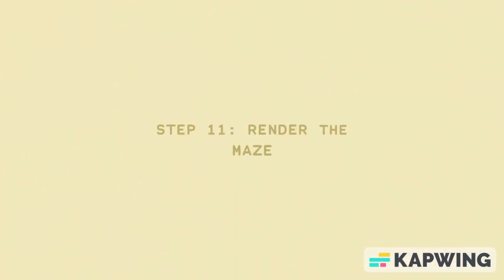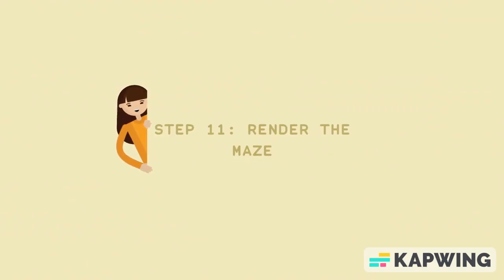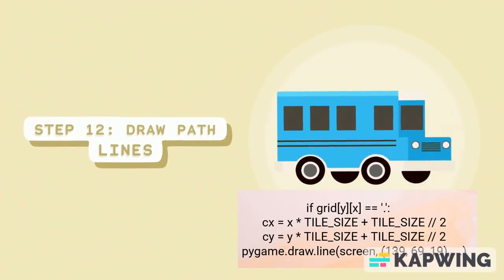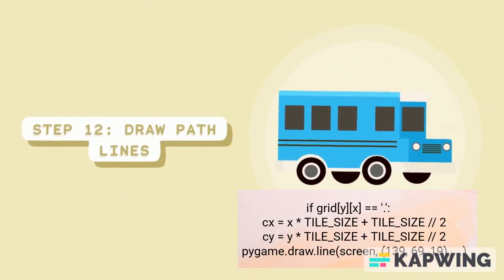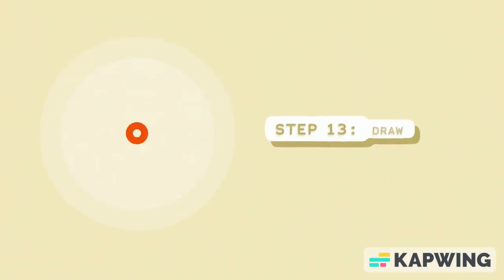We loop through the grid and render the maze. Wall tiles show trees. The goal tile displays the gate. To help guide the player, we draw brown cross lines on walkable paths. It's a nice visual touch. We draw the player on top of the maze.